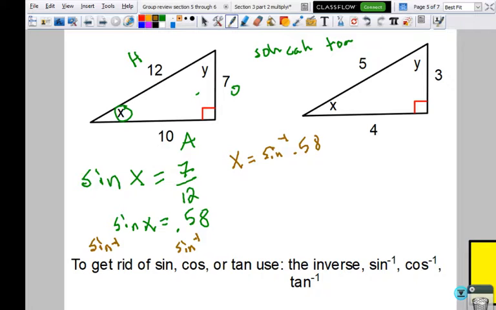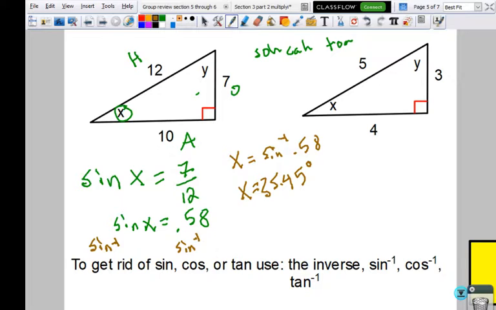Alright, so sine inverse of 0.58 is 35.45. So x equals 35.45. Oops, these socks have holes in the bottom. And that should be degrees because it's an angle.